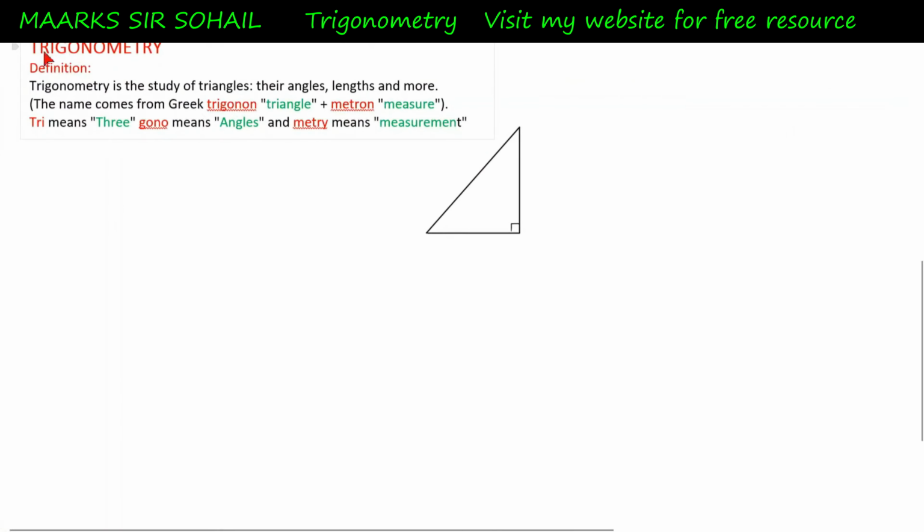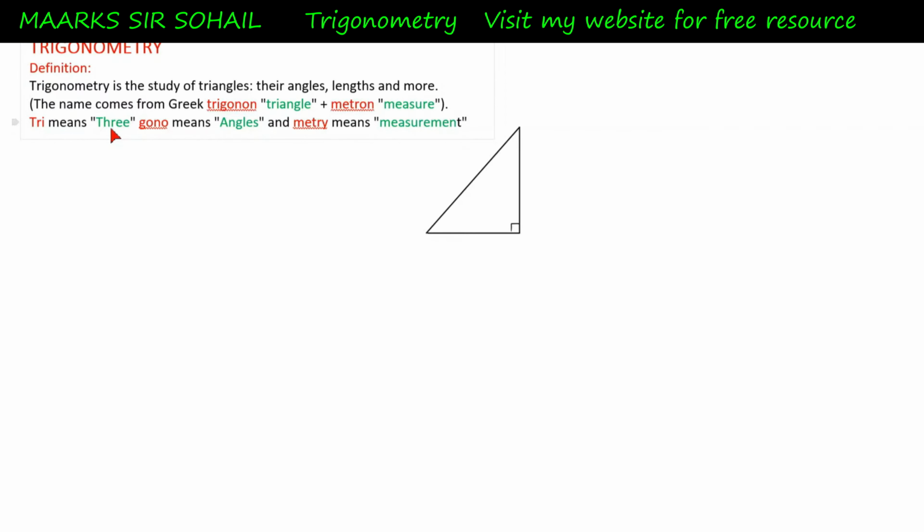So today we will learn about trigonometry. Its definition is: trigonometry is the study of triangles, their angles, lengths and more. The name comes from the Greek trigonon, which means triangle, and metron, which means measure. Or there is another definition: tri means three, like we read mono, di, tri.